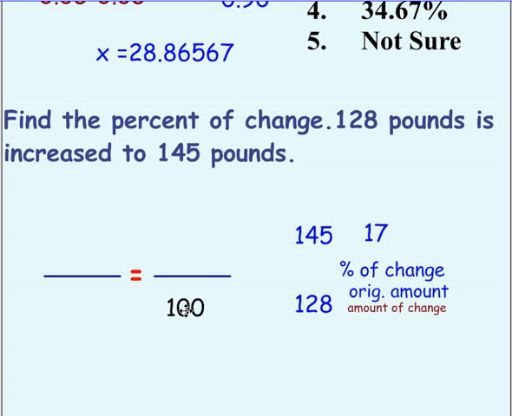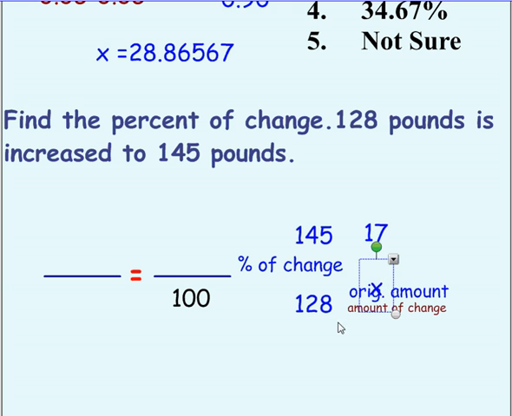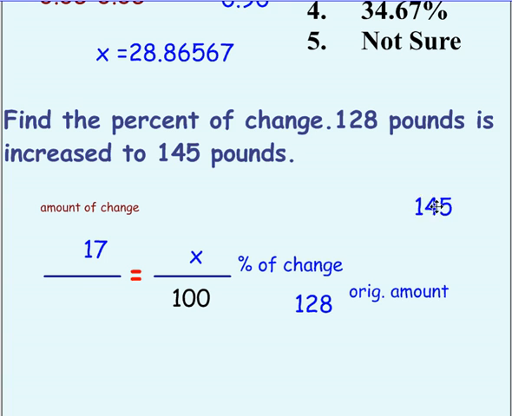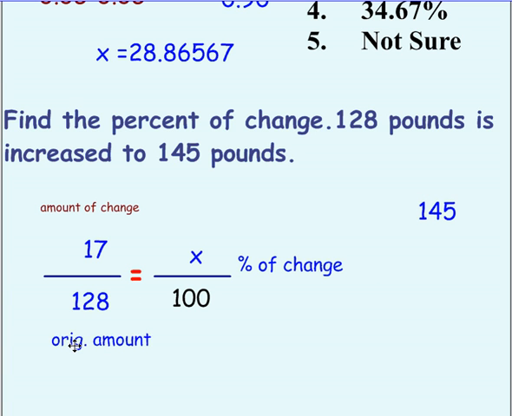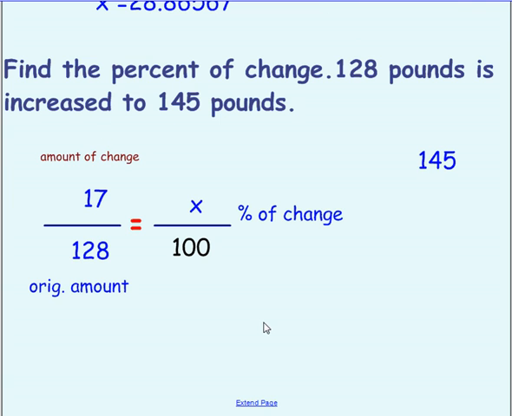So if I'm going to do this a little bit faster, I'm going to put 100 here, percentage change on top. A variable goes top here. My change, which I did in my head, 17. That's going to go on the top here. Some of them are going to be easy enough. You can do mental math. My original amount, was it 145? Nope, 128. So this is the original amount, goes on the bottom.